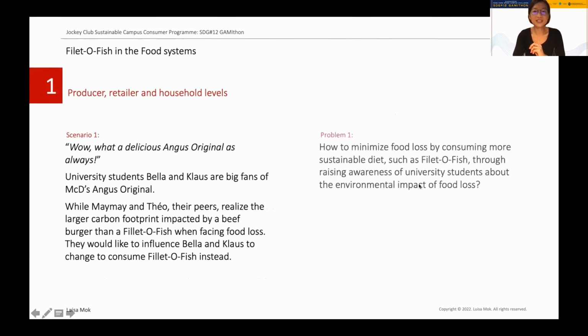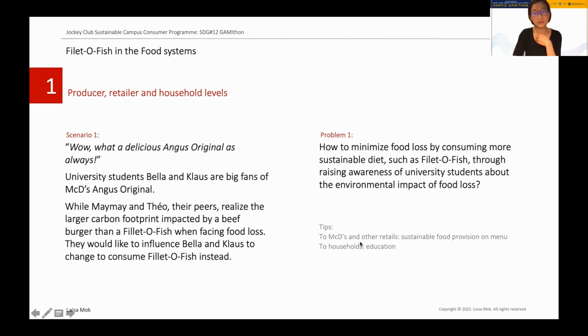So your mission is to solve the problem of how to minimize food loss by consuming more sustainable diets, such as fillet of fish, through raising awareness of university students about the environmental impact of food loss. So how to raise students' awareness when they make a choice when they eat. So perhaps some tips. So maybe McDonald's, because this involves the actors from producer, retailers, and also household. So you can think of a solution targeting some specific actors.